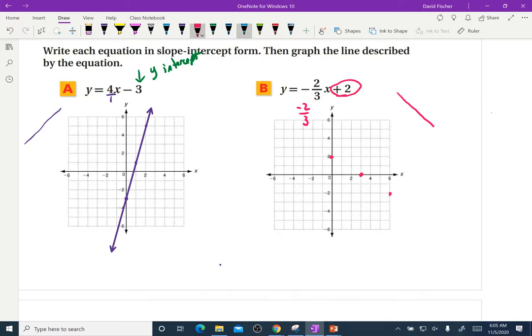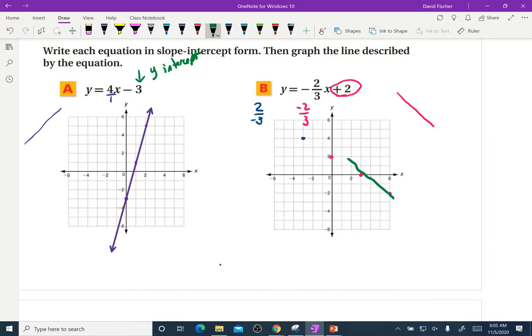Now I could also go in this fashion. I could say, let's go up 2 and left 3. If I went up 2, 1, 2, and left 3, 1, 2, 3, I still fall in that same line there. So now let's draw our line.